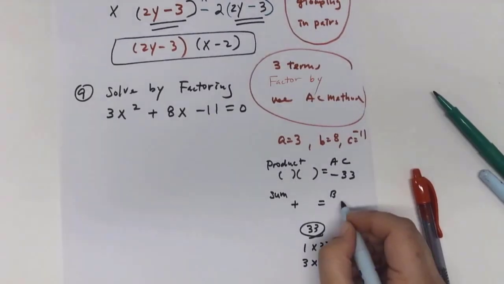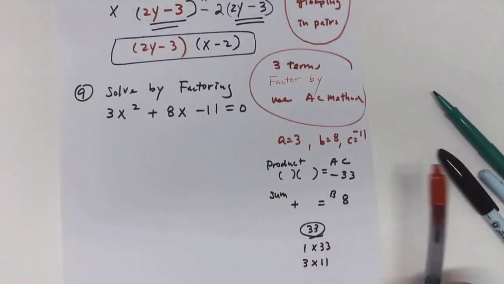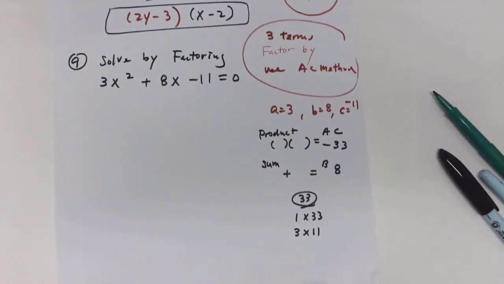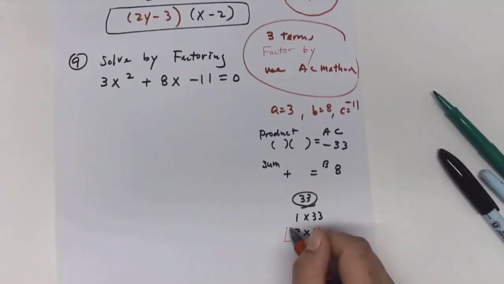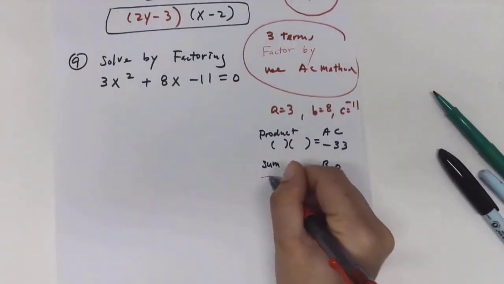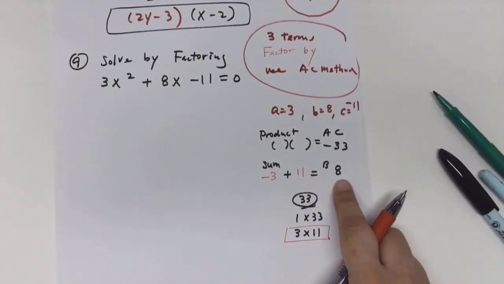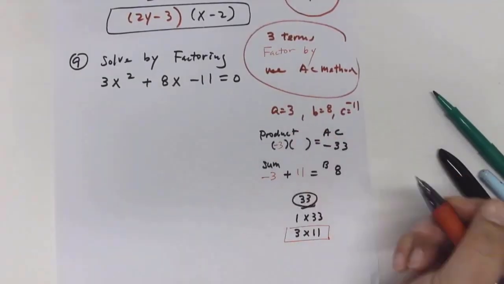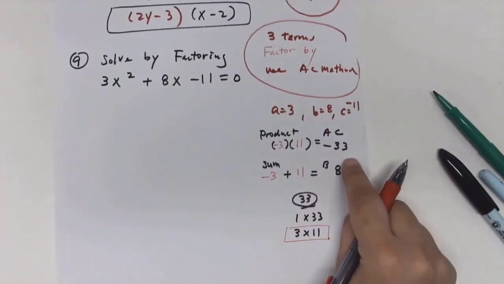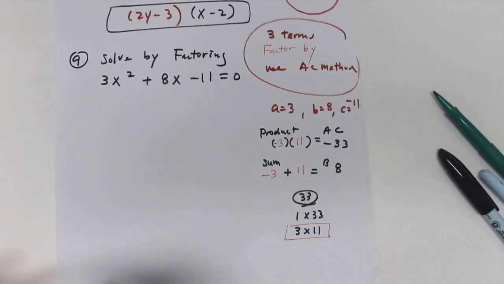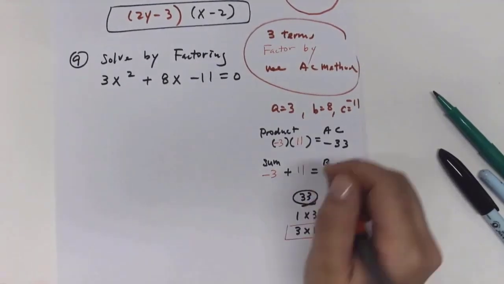Okay, so the B part is 8, right? I need to somehow get an 8. Which one will give me an 8? Negative 3 and 11. These two, right? Would that be a positive 8? Yes. And negative 3 times a positive 11, is it a negative 33? Yes. Okay. So a lot of times I just put down the numbers first and I play with the sign until it works for both of these, okay?